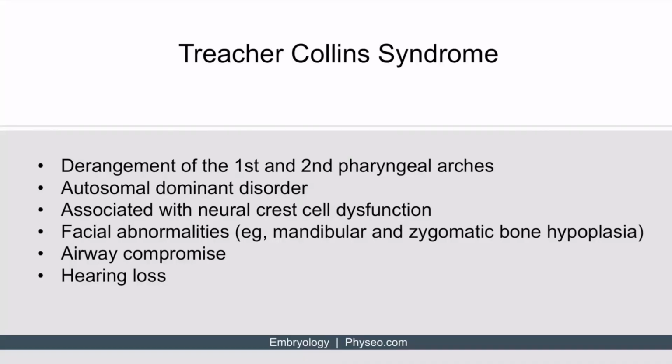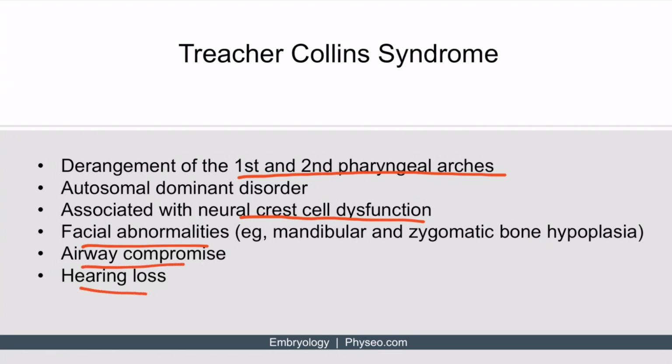So to summarize, Treacher-Collins syndrome is caused by derangement of the first and second pharyngeal arches. It's an autosomal dominant disorder associated with neural crest cell dysfunction and presents with facial abnormalities, such as mandibular and zygomatic bone hypoplasia, as well as airway compromise and hearing loss.